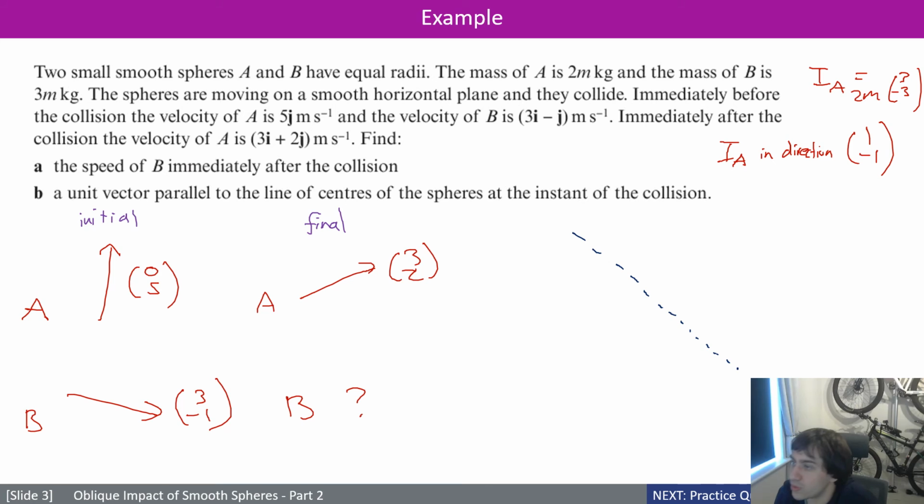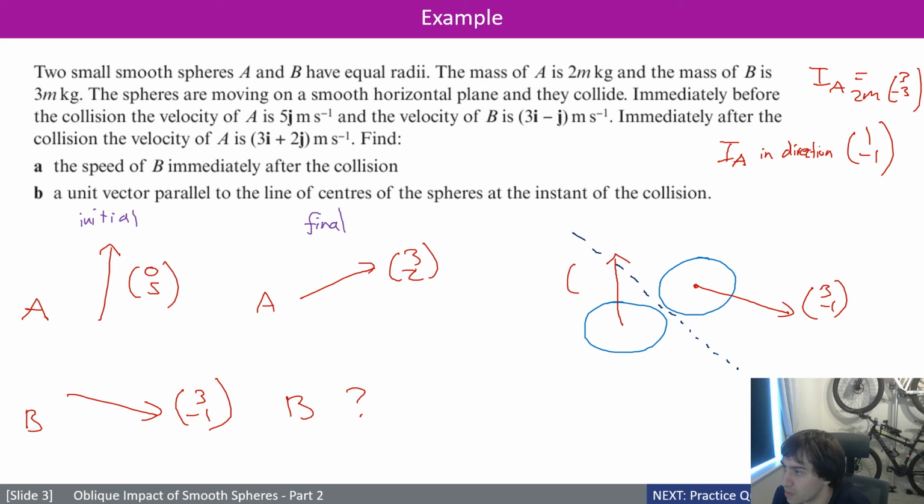Now we can draw on the balls, or the spheres, just because it helps a little bit with the visualization of what's going on. So this is how they actually hit each other, right? And then we know which one's which. This must be A here, going upwards, and this must be B here, going along like this, (3, -1), at least initially. Okay. So then that might help us with visualizing what's going on with the other questions.